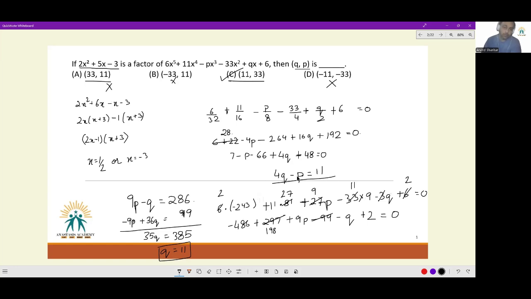4 into 11 is 44. 44 minus p is 11. So p will be equal to 33. If you solve it fully, you can still get to the answer. But as soon as you have an equation and there are options given for solution set, plug in the options and check. That way, usually it is faster.